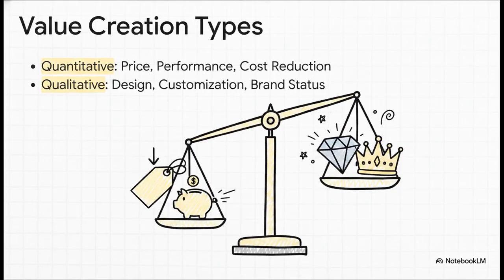And this value generally falls into 2 camps. It can be quantitative, which means it's highly measurable. Think of Walmart offering everyday low prices, or software that tangibly cuts a company's energy costs by 20%.